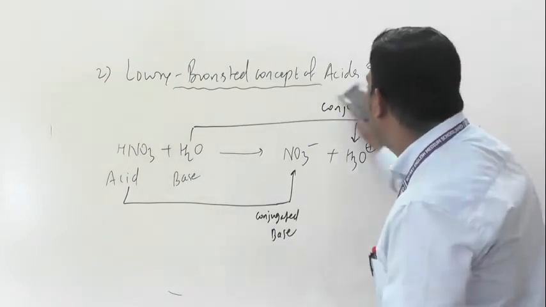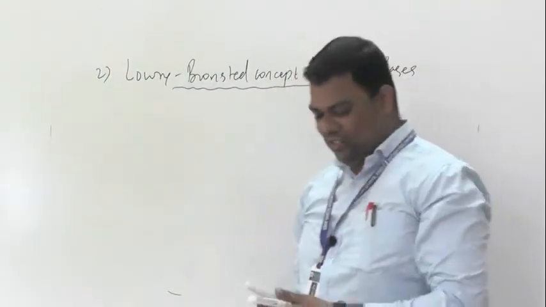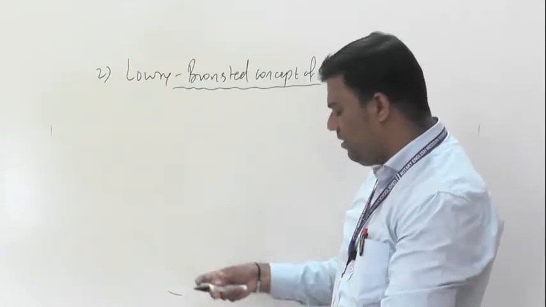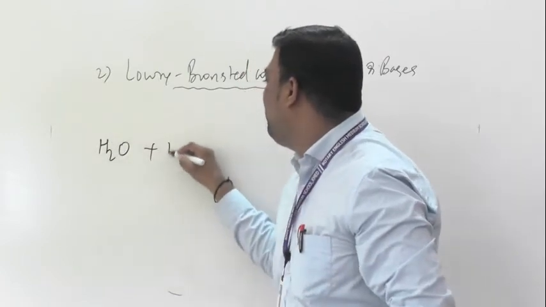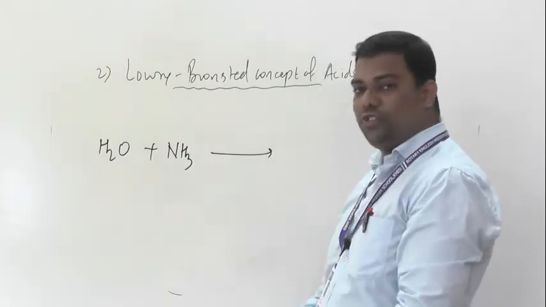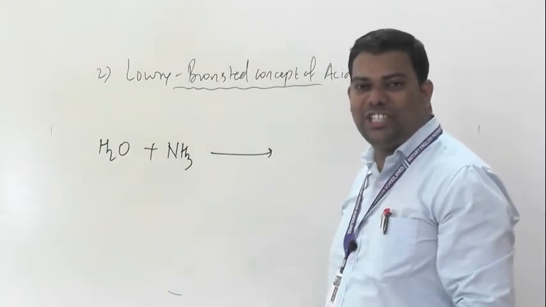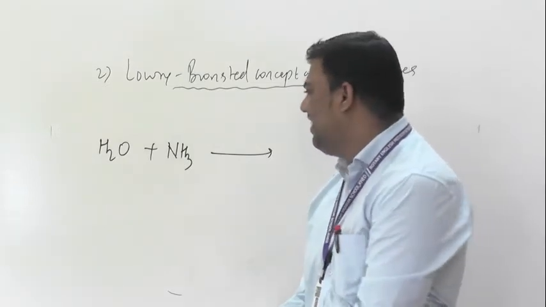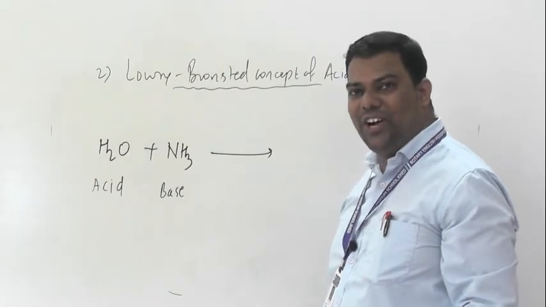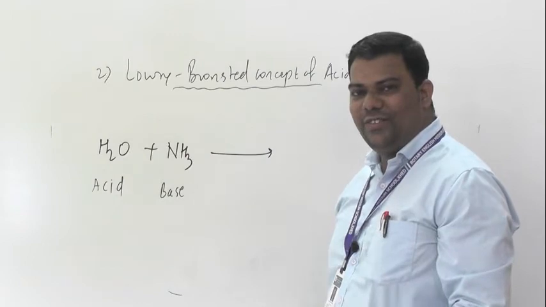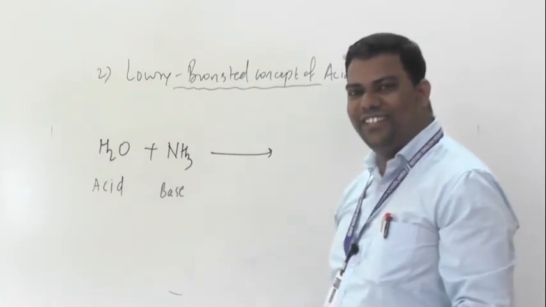See, the Lowry-Bronsted concept. The same thing is in your higher standard also. Don't worry. See here, the next one. Suppose I write another example. Ready? See, beta, here H2O plus ammonia. Your ammonia is the base, and obviously here water is the acid. Why is ammonia a base? Reasoning type questions they will ask. Ammonia is a base because of the presence of a lone pair on the nitrogen atom. We have the answer also, why it is a base.